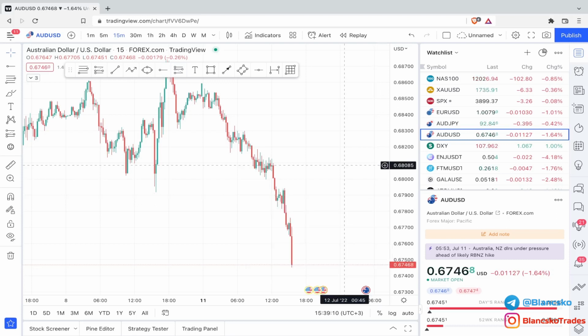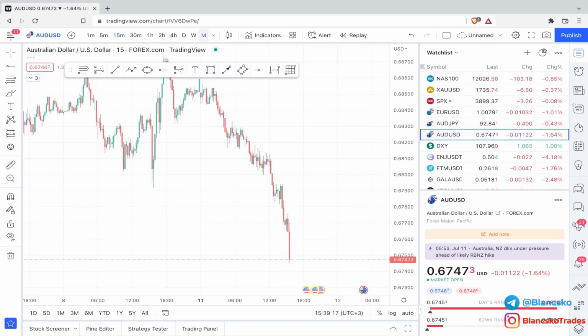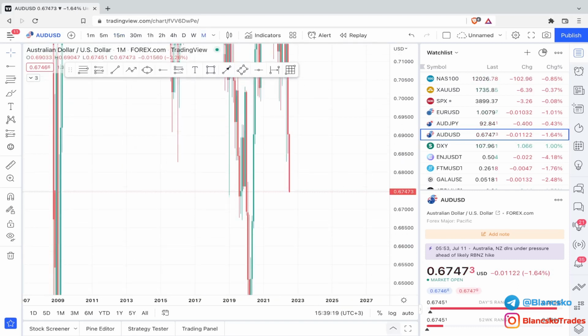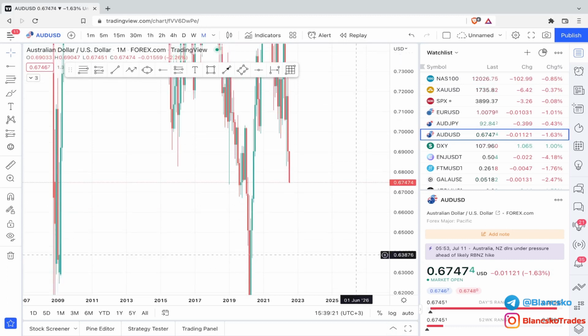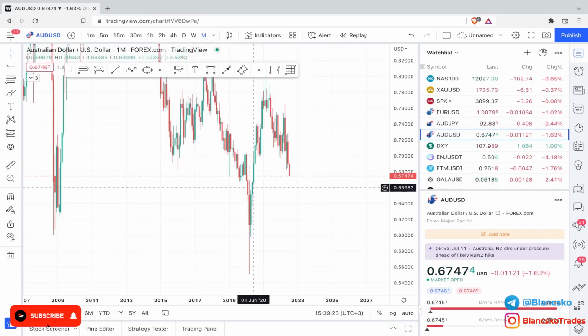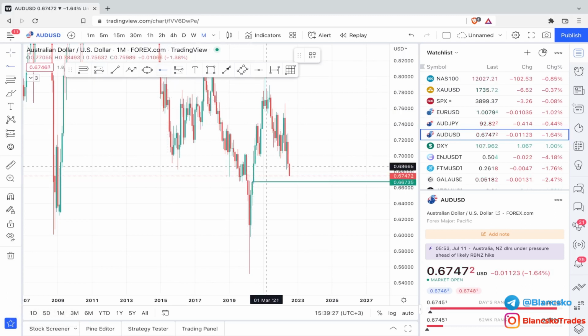Go on whatever chart you want, whatever pair, whatever time frame. It doesn't matter the time frame. As I said, you can spot imbalances even on the monthly. Okay, even on the monthly you can spot imbalances. As you can see, we have a very clear one right here, from this candle right here to this candle right here, which looks like it's gonna get filled very soon.